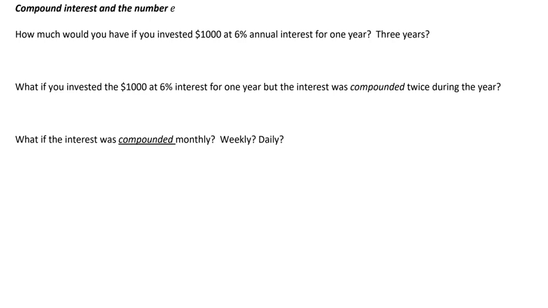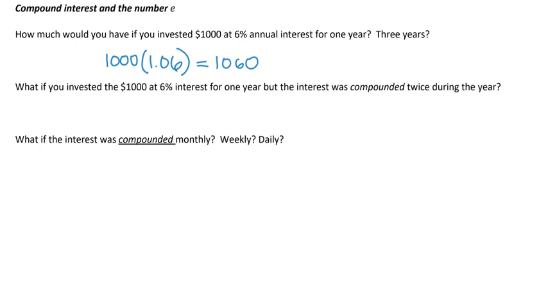Okay, so compound interest. Let's start with something fairly simple. We have $1,000 and we're getting 6% annual interest. And the first question is, how much money do we have after 1 year? So we want to think about this in the exponential way. If you start with $1,000 and you increase that by 6%, that's the same as multiplying by 1.06. So we're going to end up with 1,060. So we get $60 in interest. We end up with 1,060.